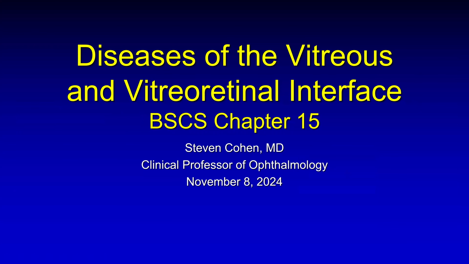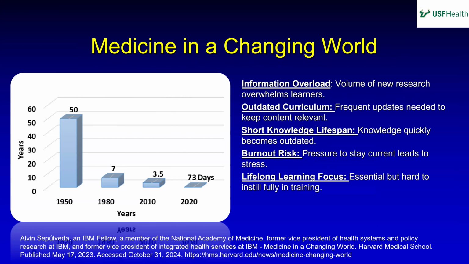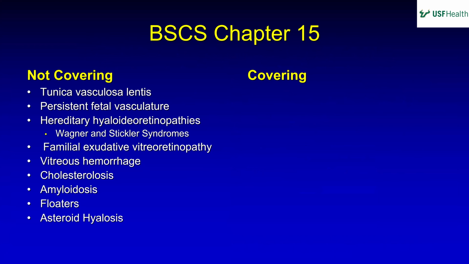I'm gonna talk really fast now. So it's covering diseases of the vitreoretinal interface. One thing we talked about a minute ago is medicine in a changing world. As I said before, medical knowledge used to double every 50 years. Now it doubles every 3 months or so.